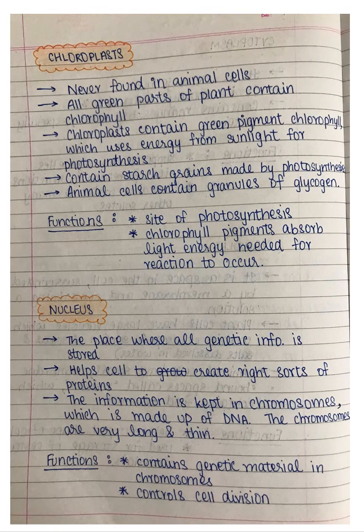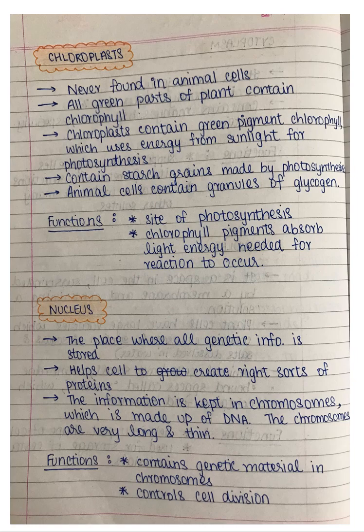Chloroplasts are never found in animal cells. They are only found in plant cells, and all green parts of the plant have chloroplasts which contain the green pigment chlorophyll. Chlorophyll uses the energy from sunlight for photosynthesis. Animal cells contain granules of glycogen instead of starch. So the function of chloroplasts is that they are the site of photosynthesis. Chlorophyll pigments absorb light energy needed for the reaction to occur.